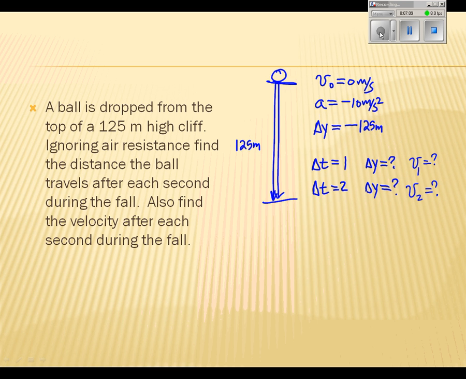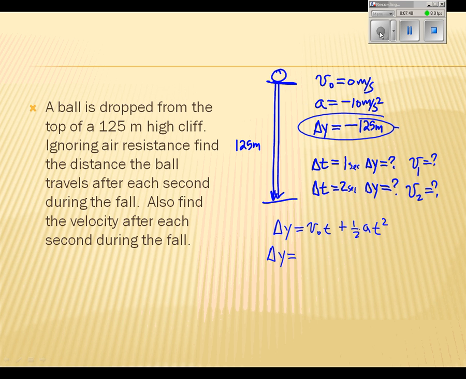I'm going to give you the answers here in a second, but I'm also going to talk about what variables we're going to use. Now this negative 125 meters, we don't use that in any of the equations. This just tells us how far we're going to go. So we're going to give 1 second there, 2 seconds here. So if we look at our variables, delta y equals v0 t plus 1/2 a t squared.